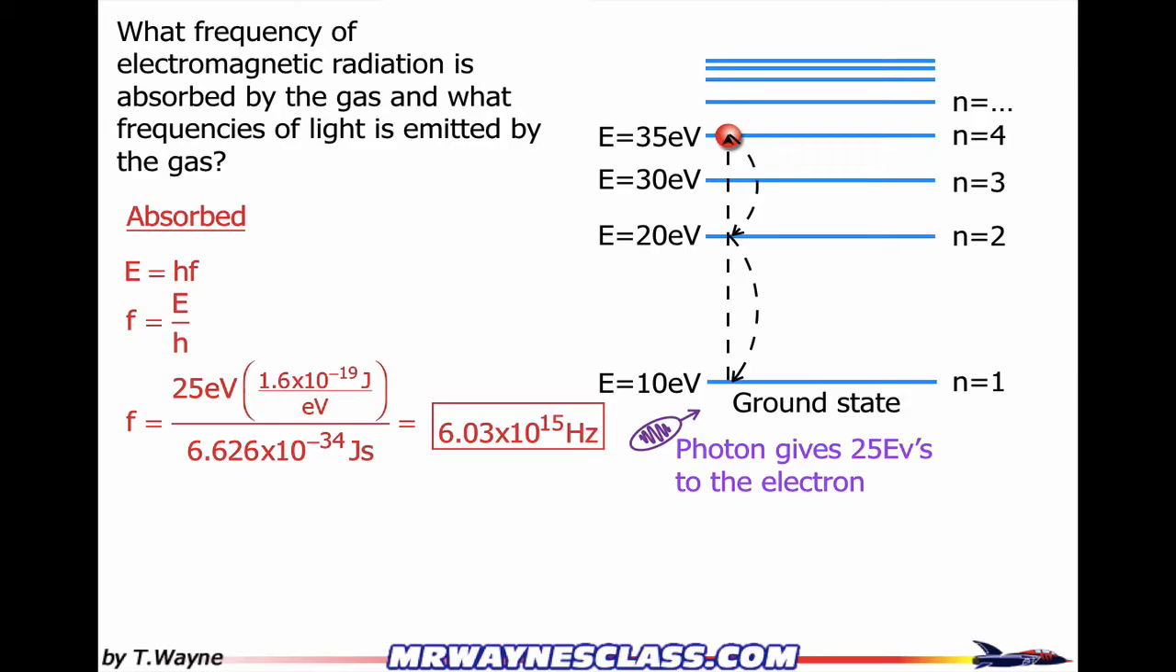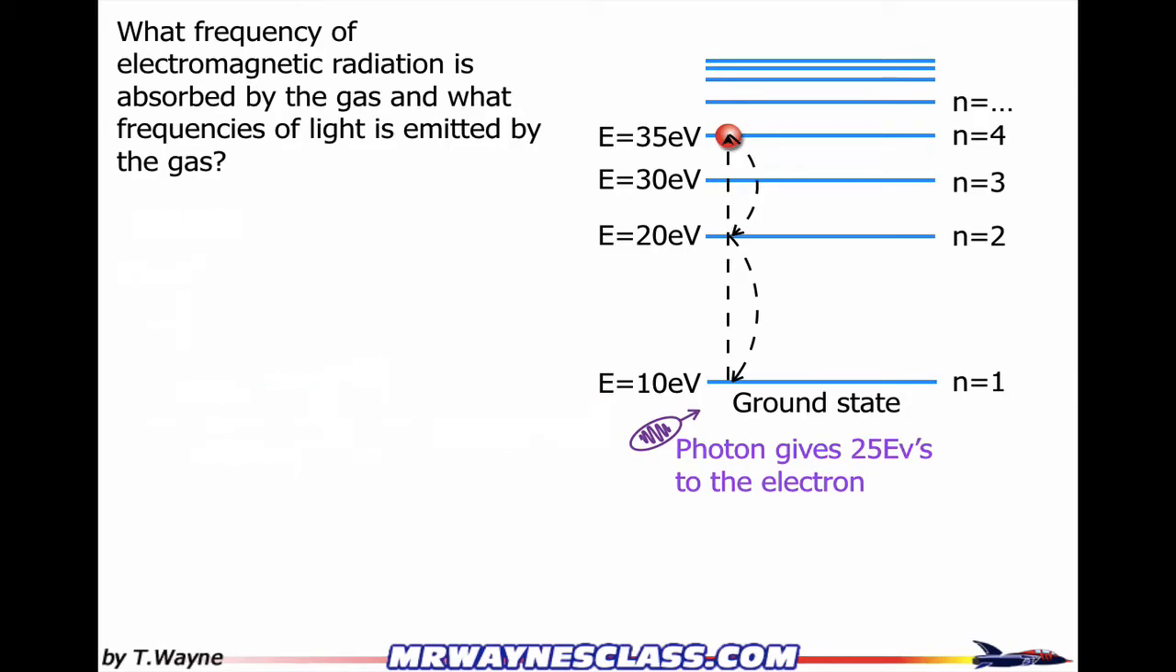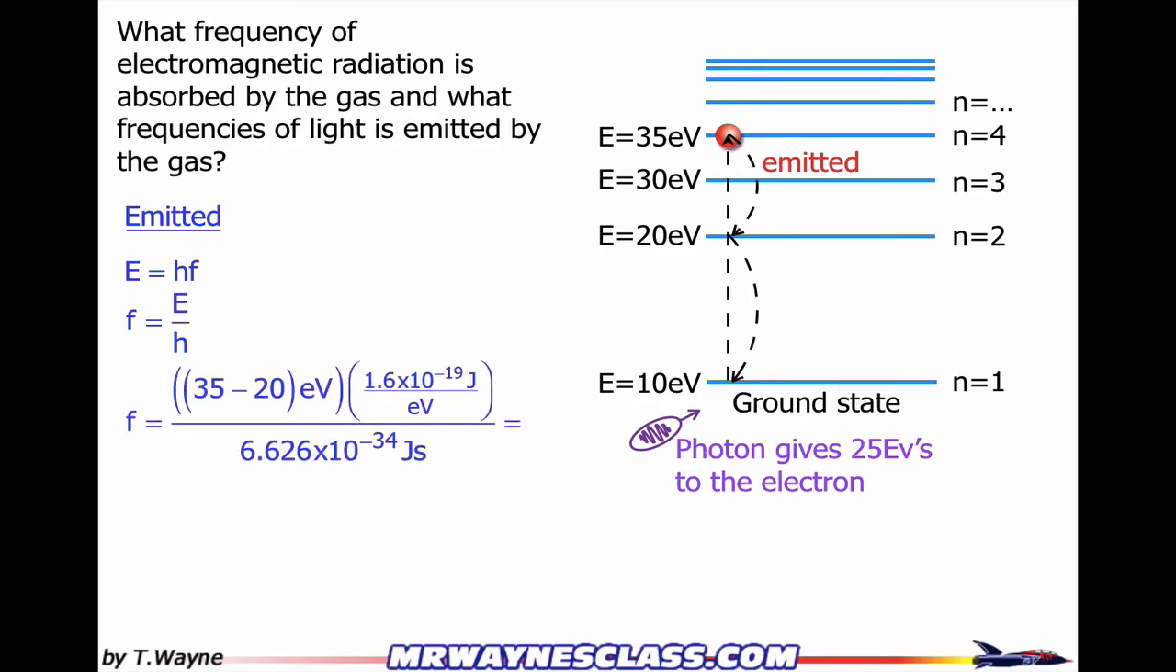Okay, next part of the question. When the electron jumps down from an excited state to a less excited state, it has to lose energy, so it emits a photon to do that. So the emitted energy is equal to hf. This time, instead of absorbed, I'm just calling it the emitted energy. f is equal to E over h, that's emitted energy over h.